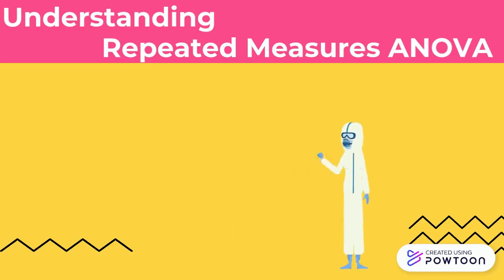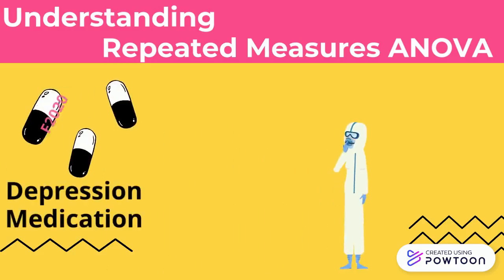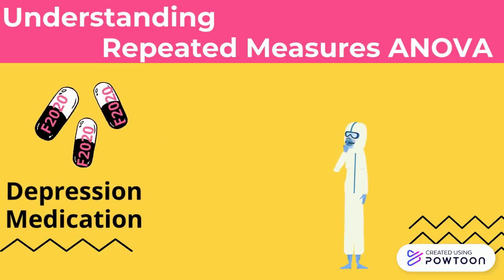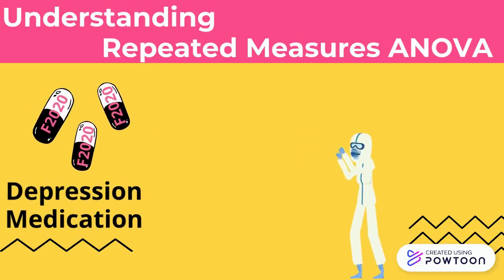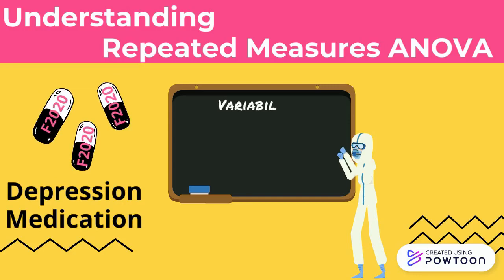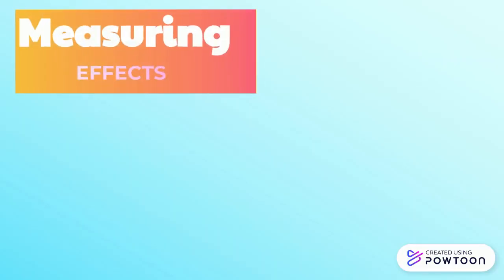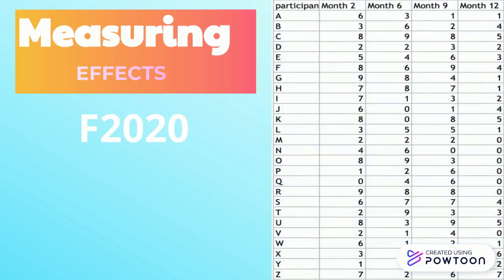I invented a medication for depression called F2020. Before I can release this medication into the market, I must conduct a repeated measures ANOVA to determine if there's a shared variability and/or a significant difference implying this medication will work. I will measure the effects of this F2020 medication in 26 participants 4 different times over a 12-month period. This is because medications take weeks to months to kick in and change the brain's chemical imbalances.